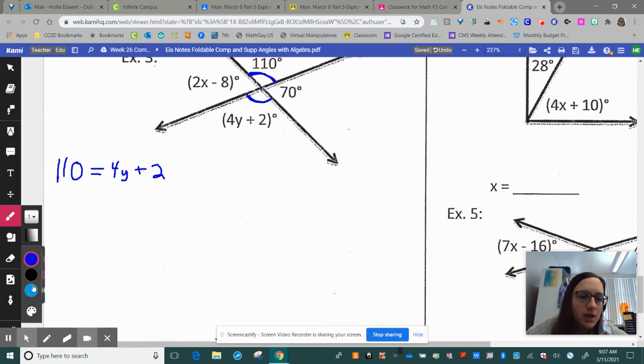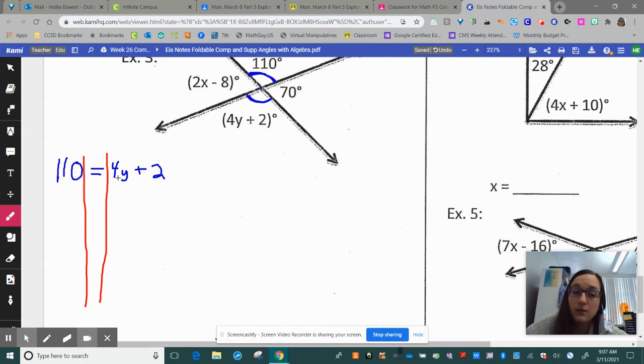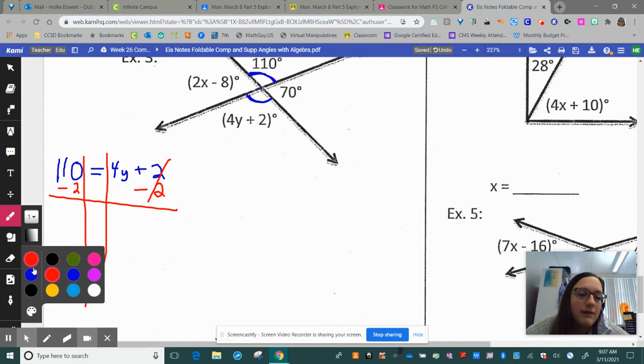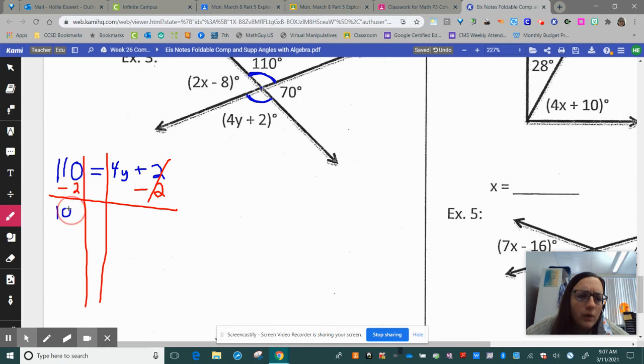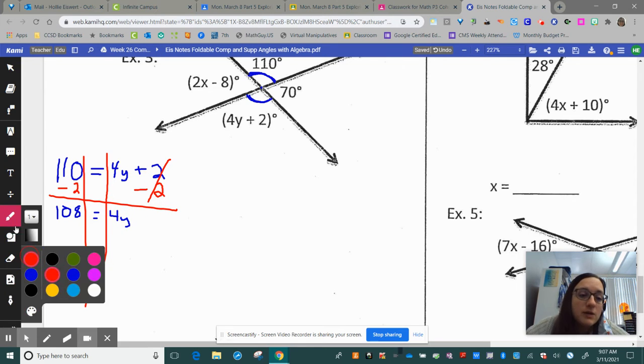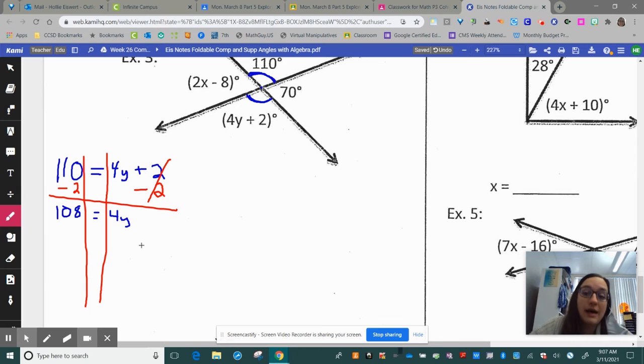Remember the train tracks? With our train tracks, we go choo-choo, choo-choo. Are we going to get rid of the 4 or the 2 first to get y by itself? The plus 2, because it doesn't have a variable. So to get rid of that plus 2, we use the inverse operation of addition, which is subtraction, and we subtract 2. Whatever we do to one side, we do to the other, which means we are left with 108 equals 4y.